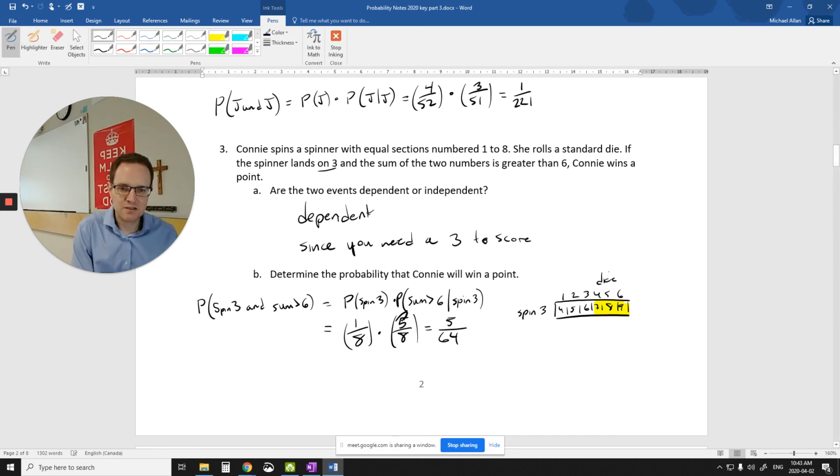So you're going to change this to a 3, and this is going to be a 3 now. So it's actually 3 out of 64, and I probably should reduce it down if I can. No, can't reduce it down, so my answer is just going to be 3 out of 64. And there you go. So by doing one thing, it's changed the sample space of this one.